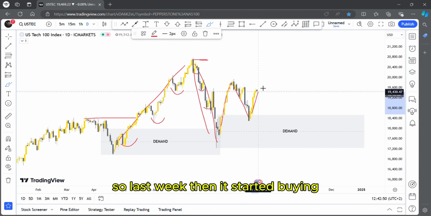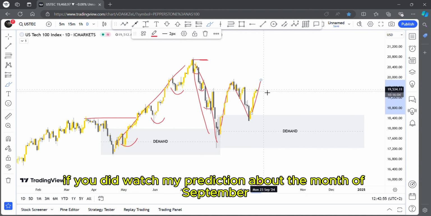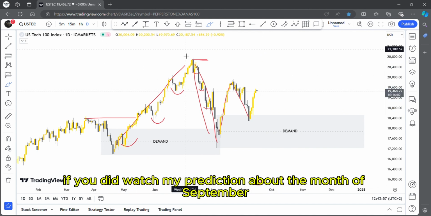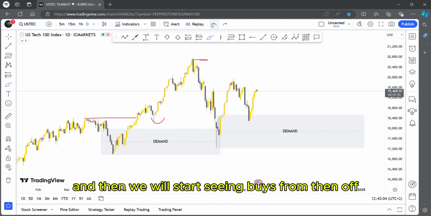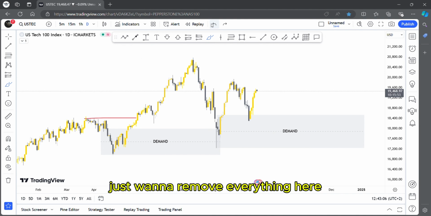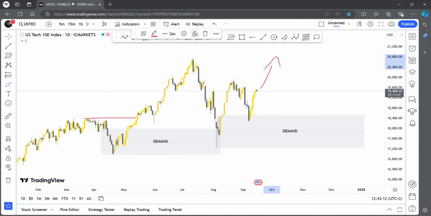So last week then it started buying. I've been on the buy side for quite a while. If you did watch my prediction about the month of September, you would see I did say we should see a pullback, and then we will start seeing buys from then on. Just want to remove everything here. Now, can we just slightly say we are just going up?